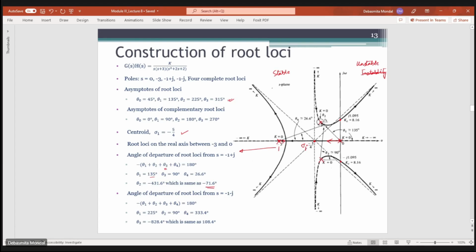So that means after meeting, they will break away and move in opposite directions, and they will correspondingly go to a zero. That zero can be a finite zero, or it can be an infinite zero. In this case, since we don't have any finite zeros in our system, after breaking away they will move towards the infinite zeros, following the asymptotes that we have already found out.